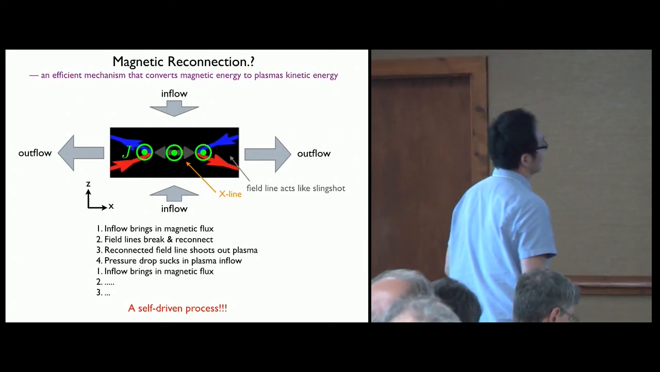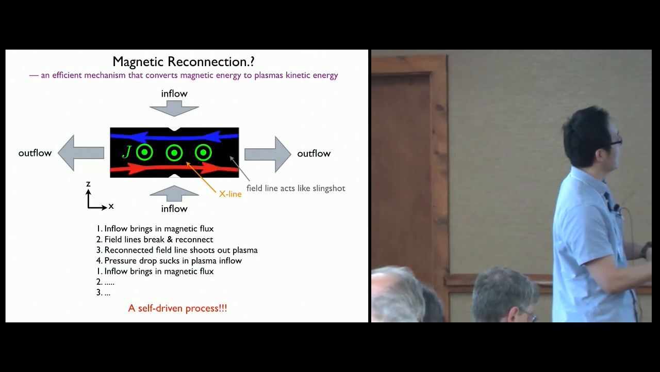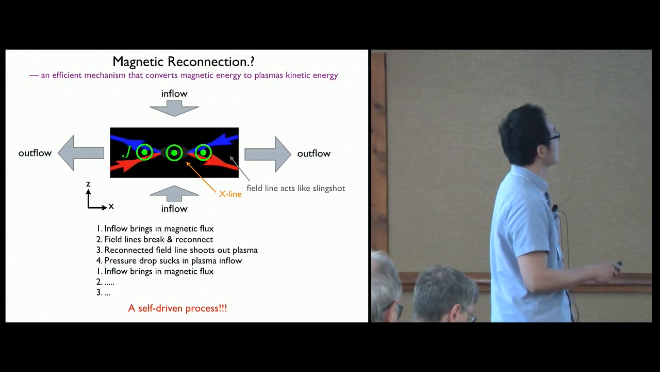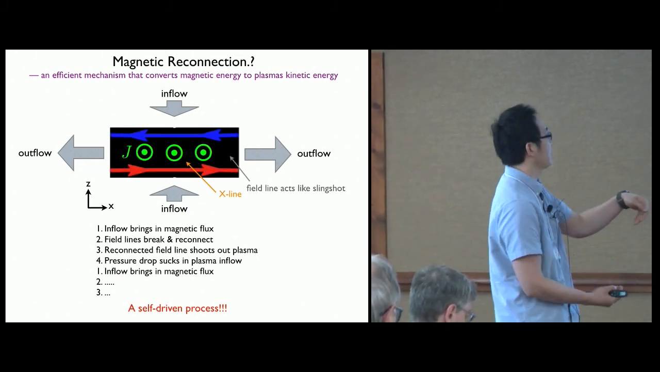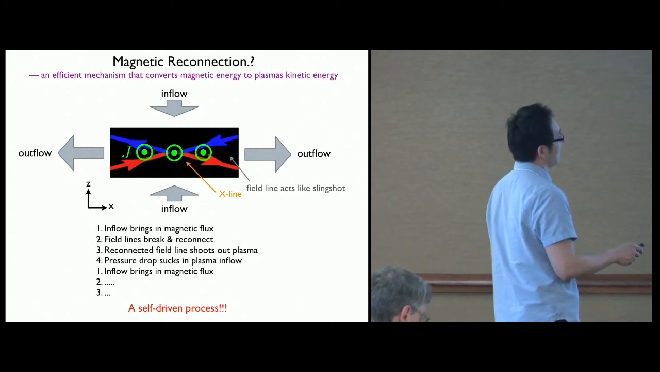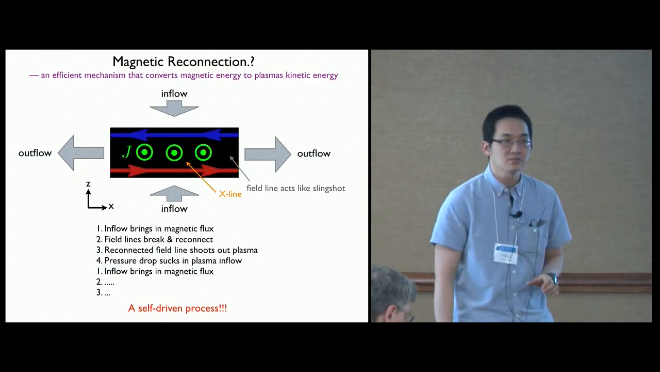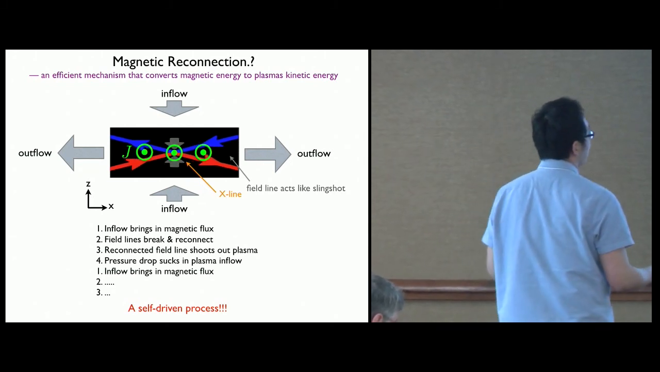So the most basic picture we have here: we have an anti-parallel B field, pointing in different directions. And imagine that we have inflow in the first place. This inflow will bring in magnetic flux because the flux is frozen into the plasma. While the field lines are close enough, usually within a plasma kinetic scale, like a gyro radius or inertial scale, the field line can break.